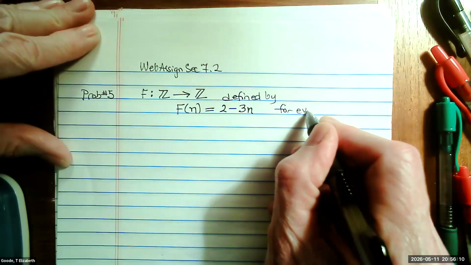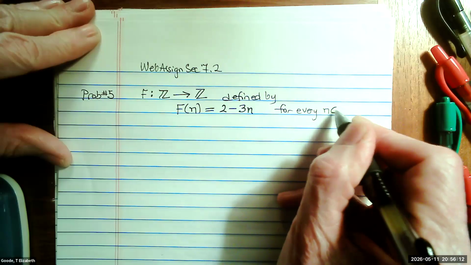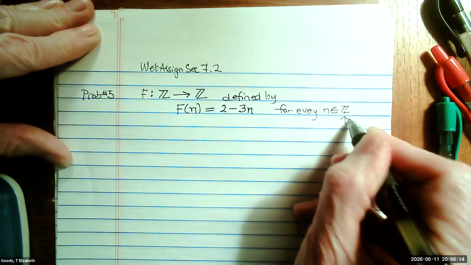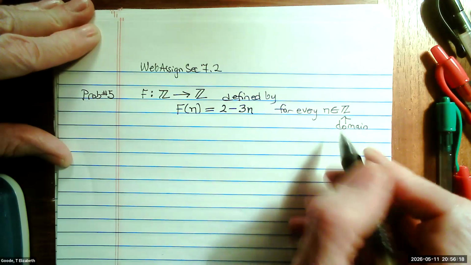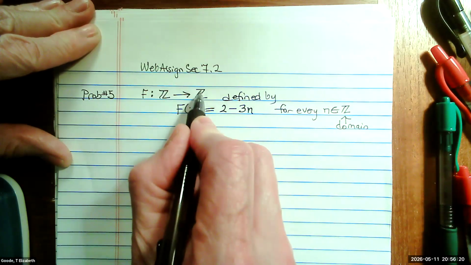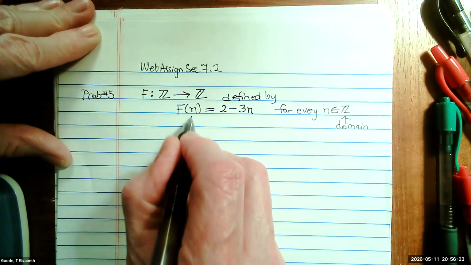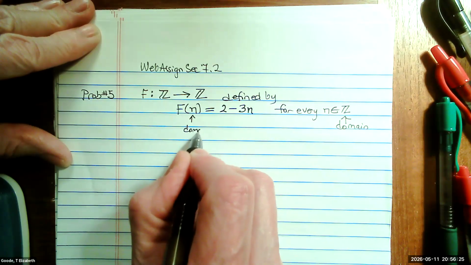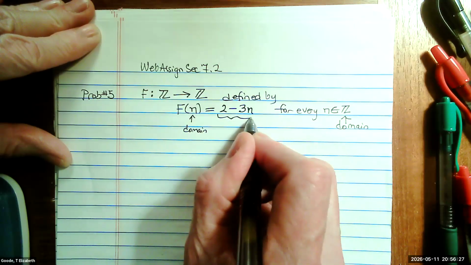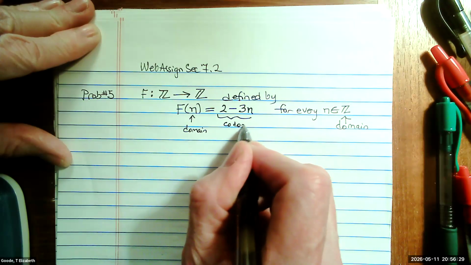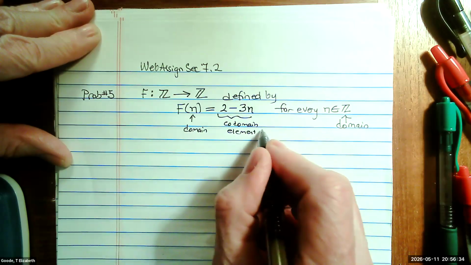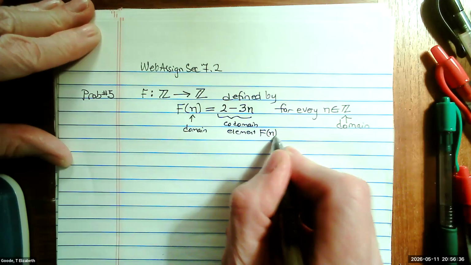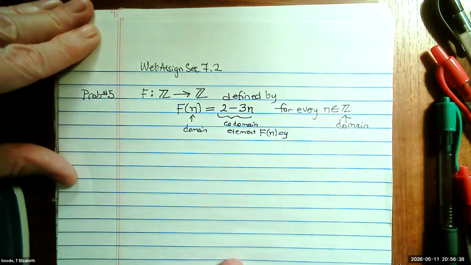Is that it? Yes. For every n in Z, and here we're viewing Z as the domain. So here's the domain, here's the codomain. We drop in a domain element, and then out comes the codomain element, f of n. That's our y, okay?